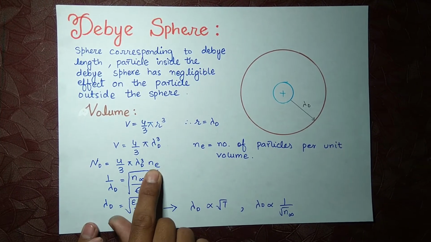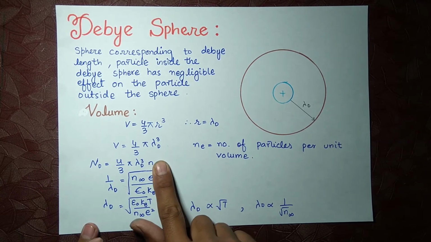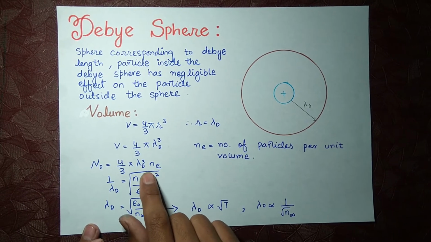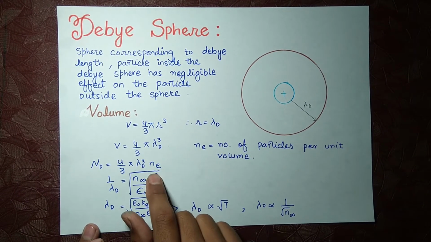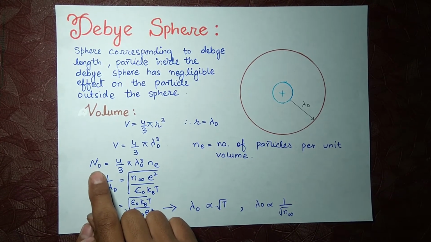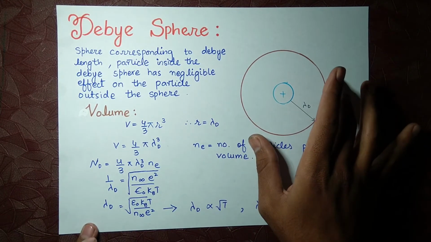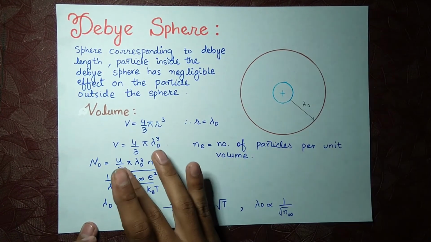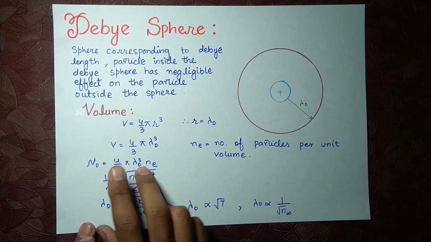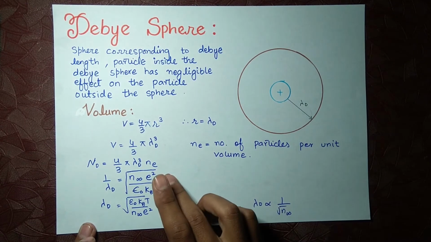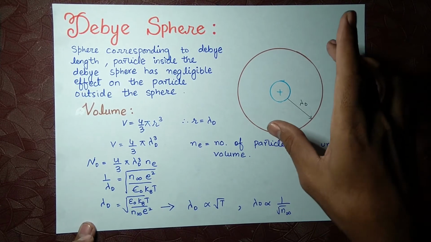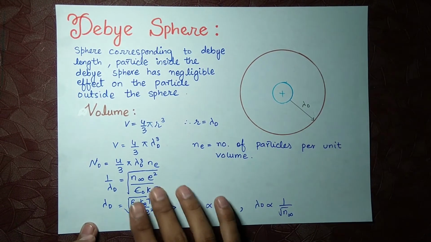Let's say n is equal to some number divided by volume. This volume could be cancelled out with this volume, and volume over volume cancels, leaving the number. So this is the Debye number of particles in the Debye sphere: n_D is equal to n times 4 by 3 pi lambda_D cubed. When we multiply by the volume of this whole sphere, we get n_D, the number of particles present in this Debye sphere, and lambda_D is equal to this term.